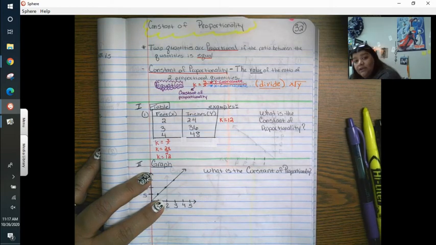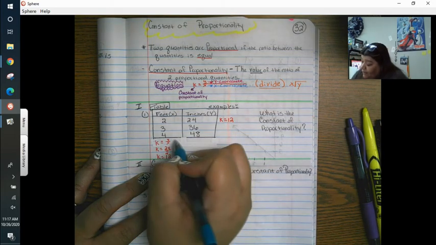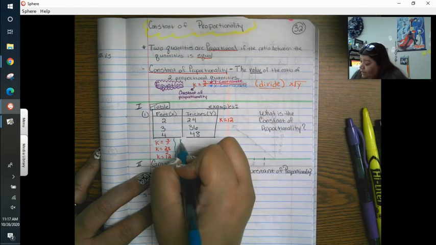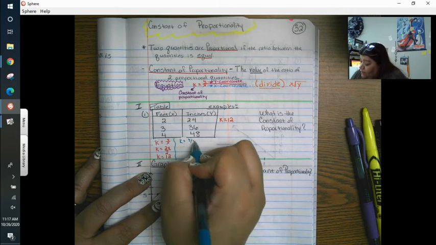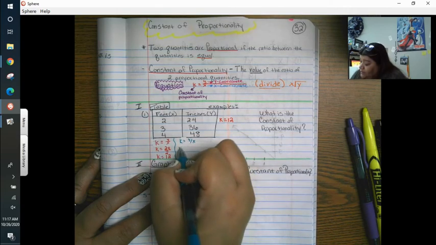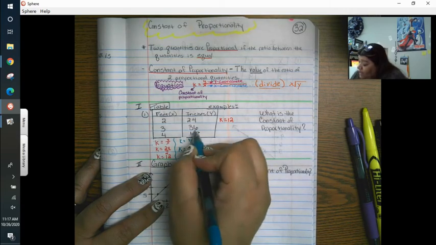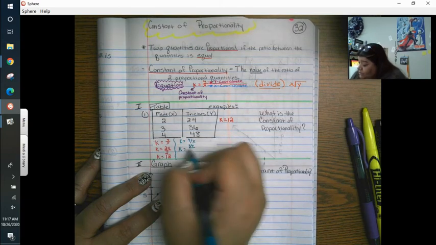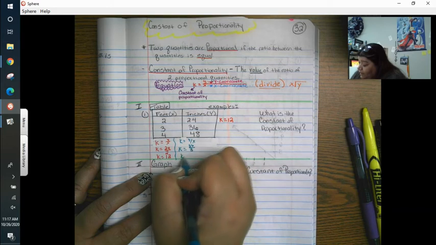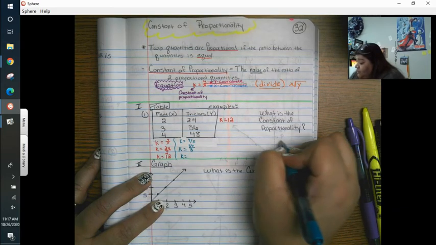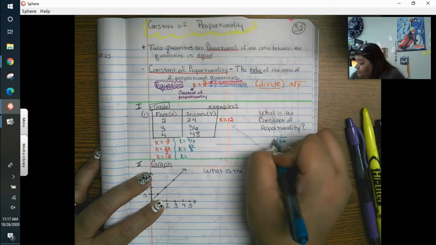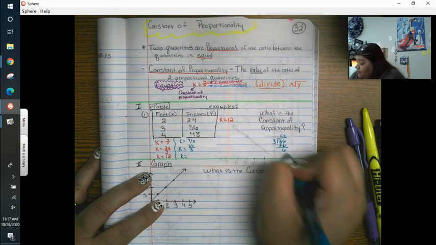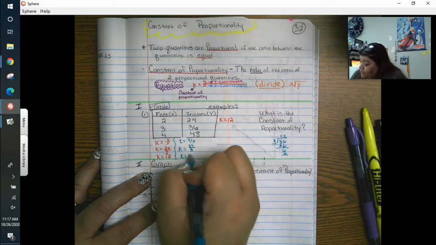All right, so let's check the other ones to see if it's the same thing. So we have 3 and 36. Remember, k equals y over x. So let's plug it in. My y in this scenario is 36. My x is 3. Let's divide. I can do it over here. 36 divided by 3 is 12. K equals 12.